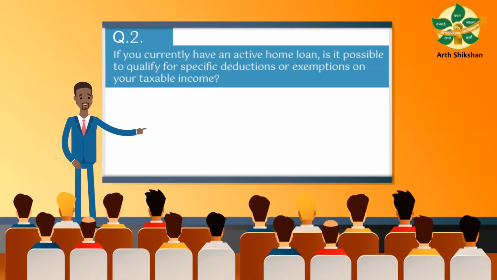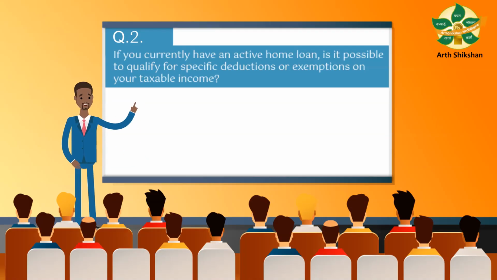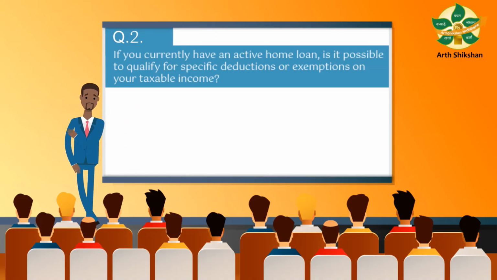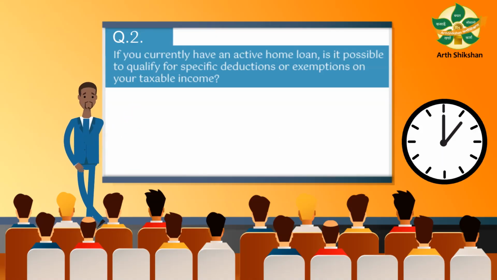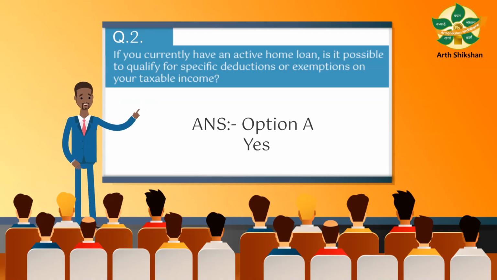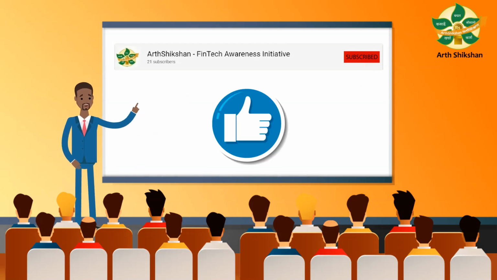Question 2. If you currently have an active home loan, is it possible to qualify for specific deductions or exemptions on your taxable income? Option A, yes. Option B, no. Answer, option A, yes.